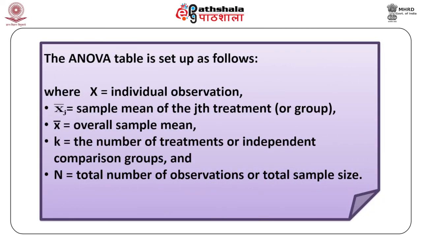The ANOVA table is set up as follows, where x equals individual observations, x bar j is the sample mean of the jth treatment or group, x bar equals overall sample mean, small k denotes the number of treatments or independent comparison groups, and capital N denotes the total number of observations or total sample size.